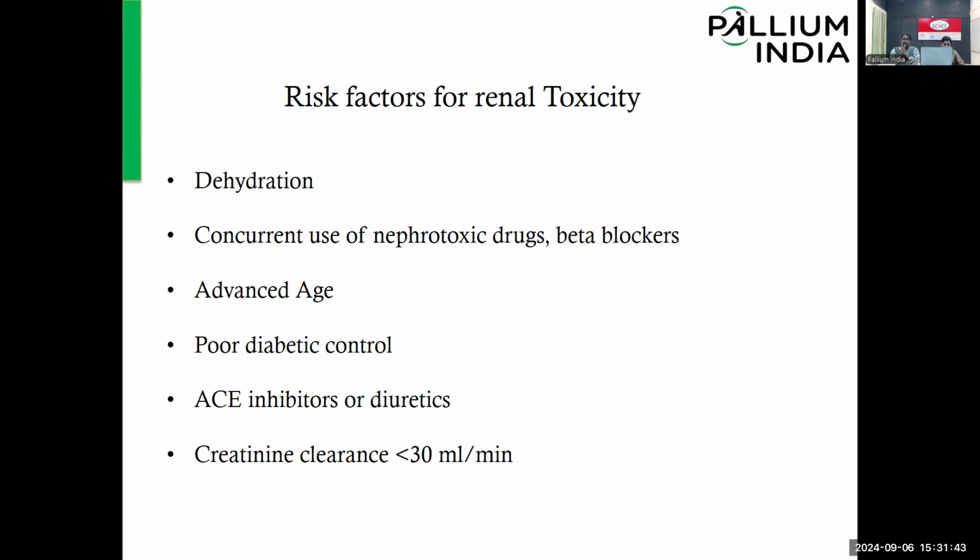So before starting NSAIDs, you should check the patient. Is the patient taking any other nephrotoxic drugs, beta blocking agents, ACE inhibitors, or diuretics? Does the patient have kidney disease with creatinine clearance less than 30 ml? What is the age of the patient? Is the patient dehydrated or not? What is the glycemic control of the patient? Everything is very important before starting NSAIDs to decrease renal toxicity.